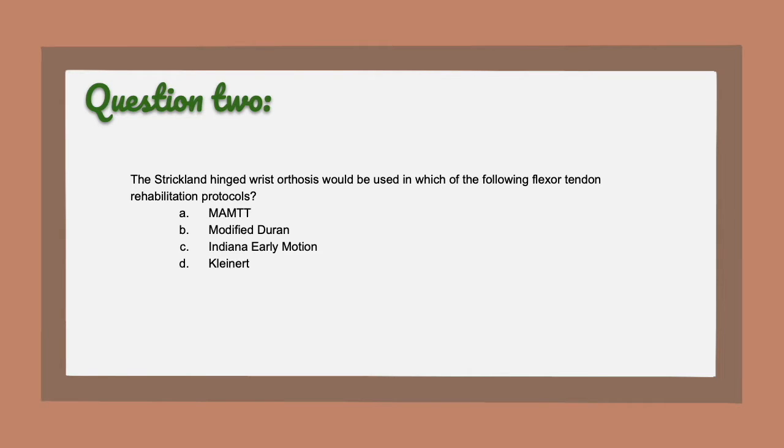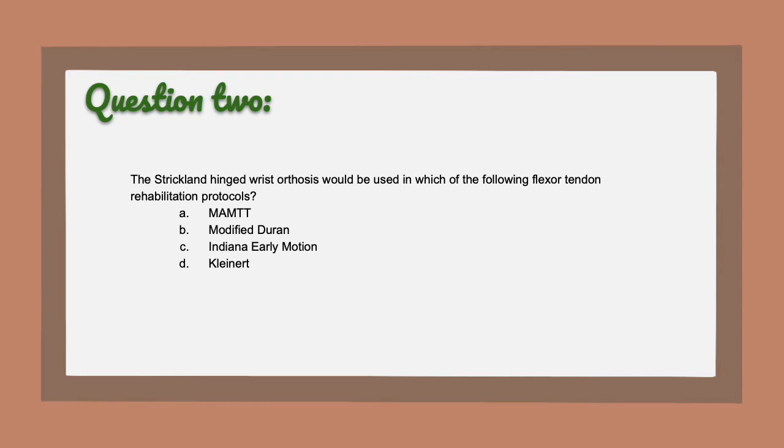For question 2, the answer is C, the Indiana Early Motion Flexor Tendon Protocol. It is good to look back at these protocols and familiarize yourself with the orthoses used in each protocol. Indiana Early Motion uses a dorsal blocking splint with a hinge at the wrist that they use hourly. And then in between exercises, you're going to use a dorsal blocking splint. So that's that Strickland hinged wrist orthosis.